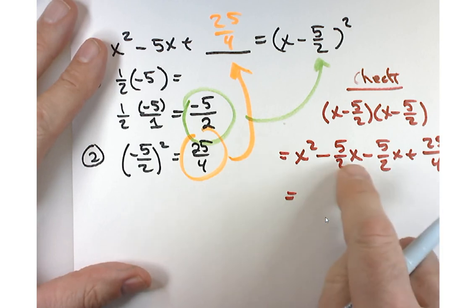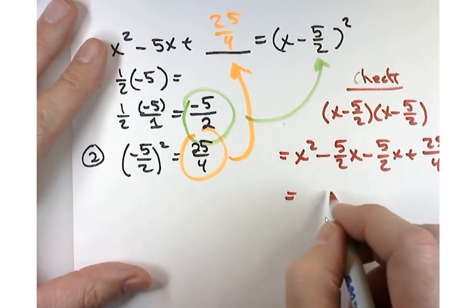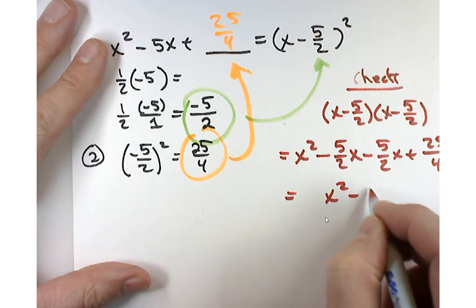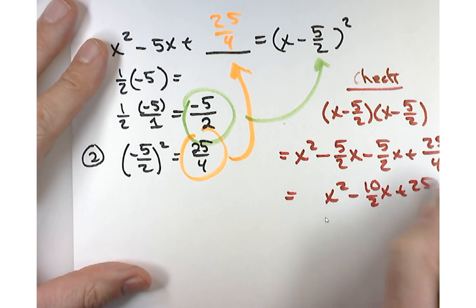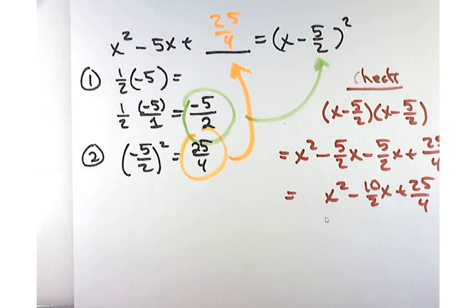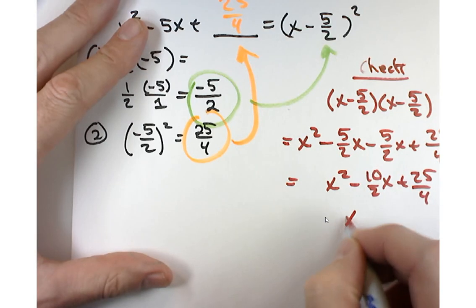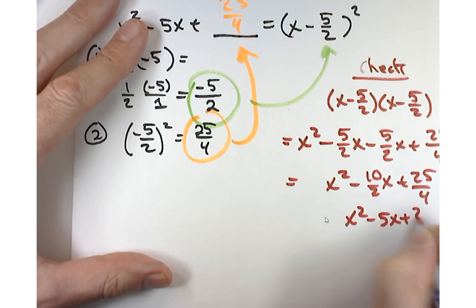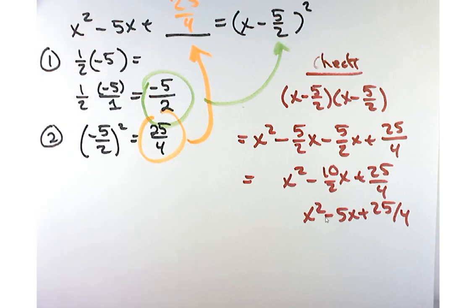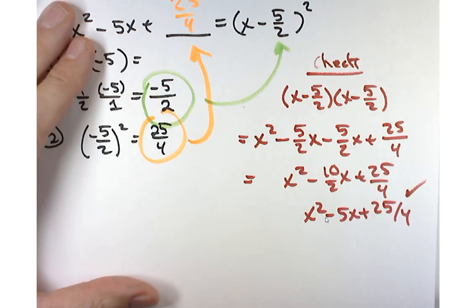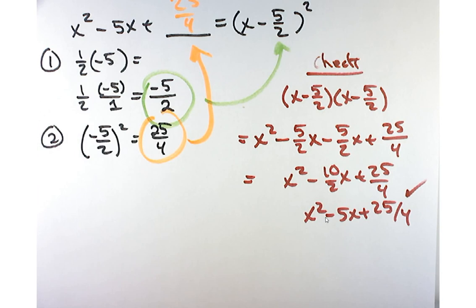What happens when I add negative 5 halves plus negative 5 halves? What do I get? Negative 10 halves, which is negative 5. Nice. So, great, it checks. x squared minus 5x plus 25 over 4. So before you hand in the test, or if you're doing the review and I don't have an answer for that particular problem, you can check your answer by foiling it out. And it works. Perfect. So that's the medium level of difficulty.